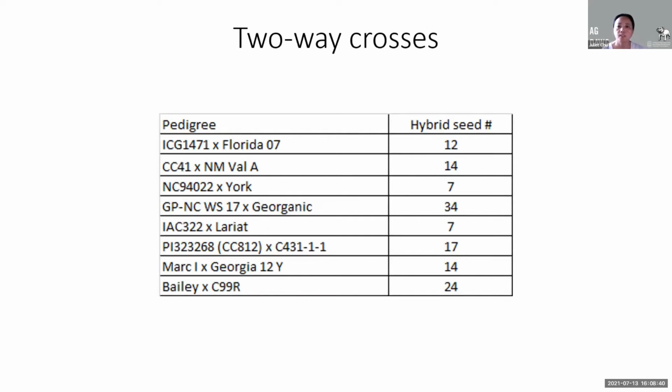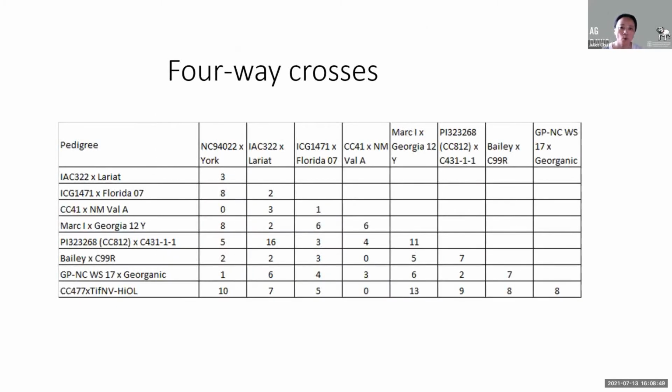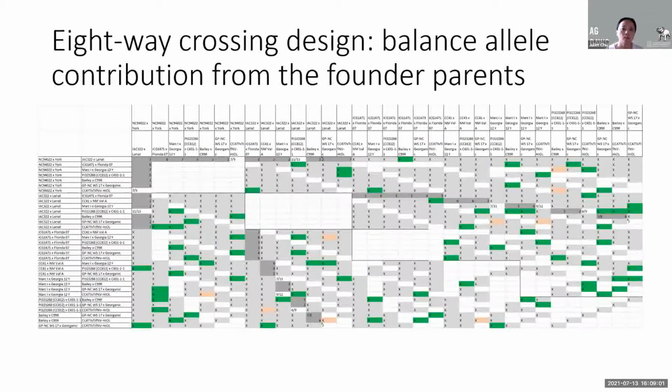So here shows the specific hybrid recovery from the two-way crosses and the combinations from the random pairing of the 18 founder parents. And this is a four-way design. It's a half diallel mating design, with each combination and the F1 recovery. And this is the eight-way cross design, where all the highlighted cells indicate possible combinations of the two-way F1 parents. But because of the limitation of F1 hybrids recovered from all the combinations, only the green highlighted crosses made it to the four-way cross.